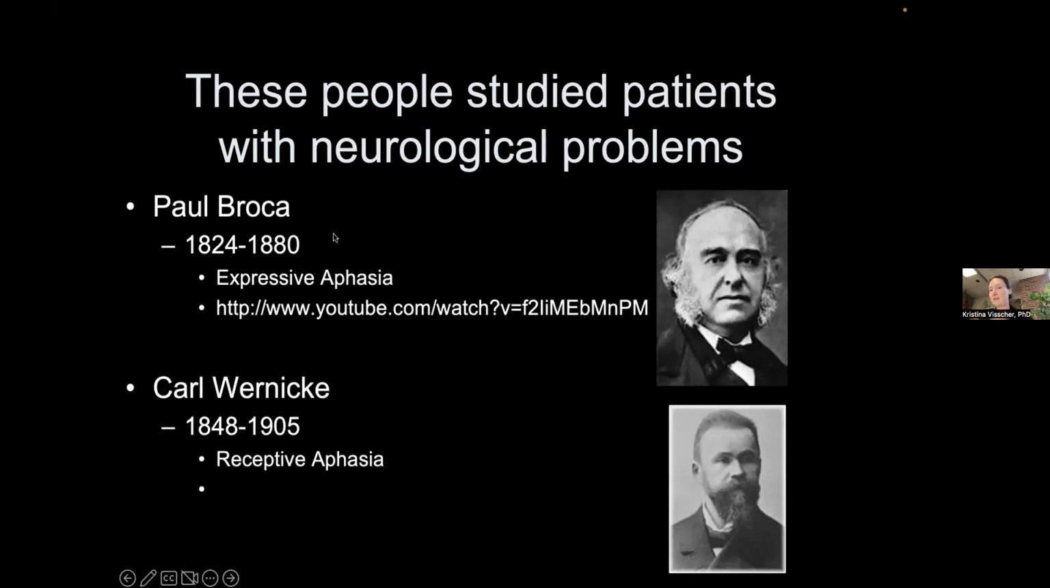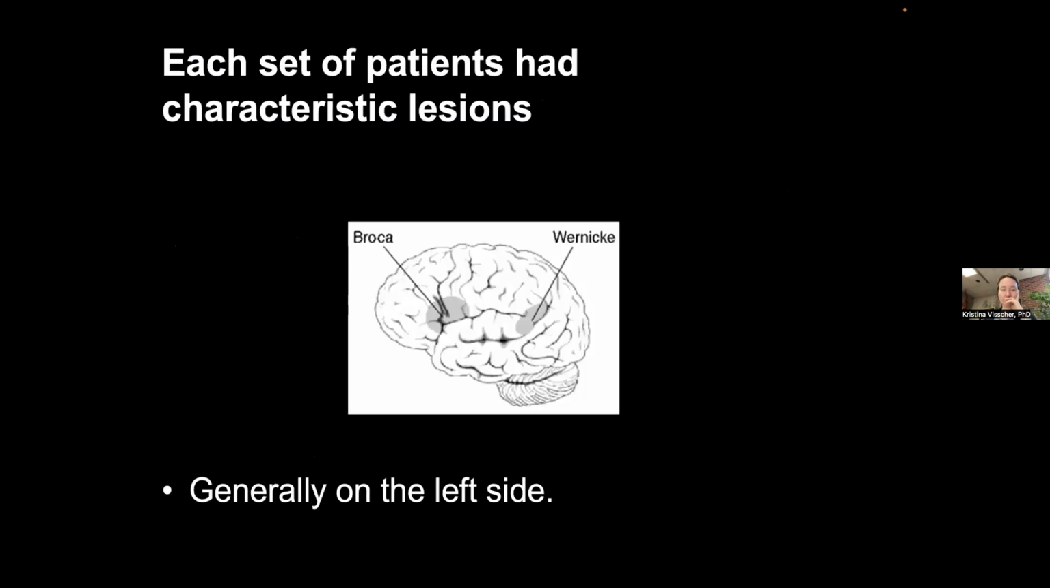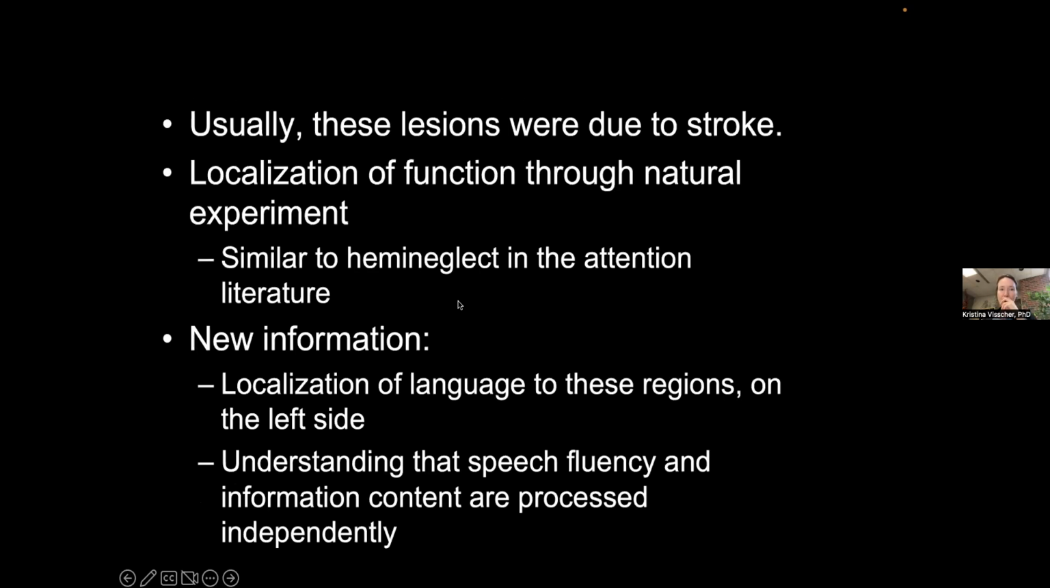It's from Broca that we've developed the idea that expressive language involves the left frontal lobes. It's from Carl Wernicke that we get the idea that receptive language involves a more posterior set of regions. These are both generally on the left side. Usually the lesions that were observed by those scientists and others since are due to stroke. And this kind of experiment is an example of localization of function through natural experiment.